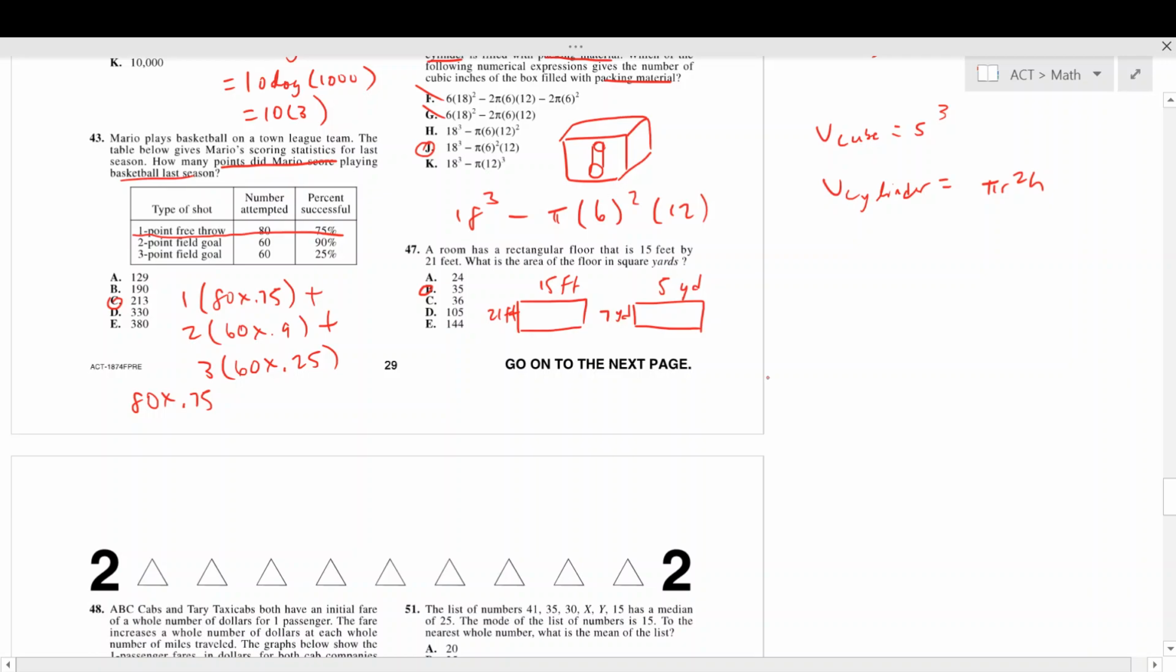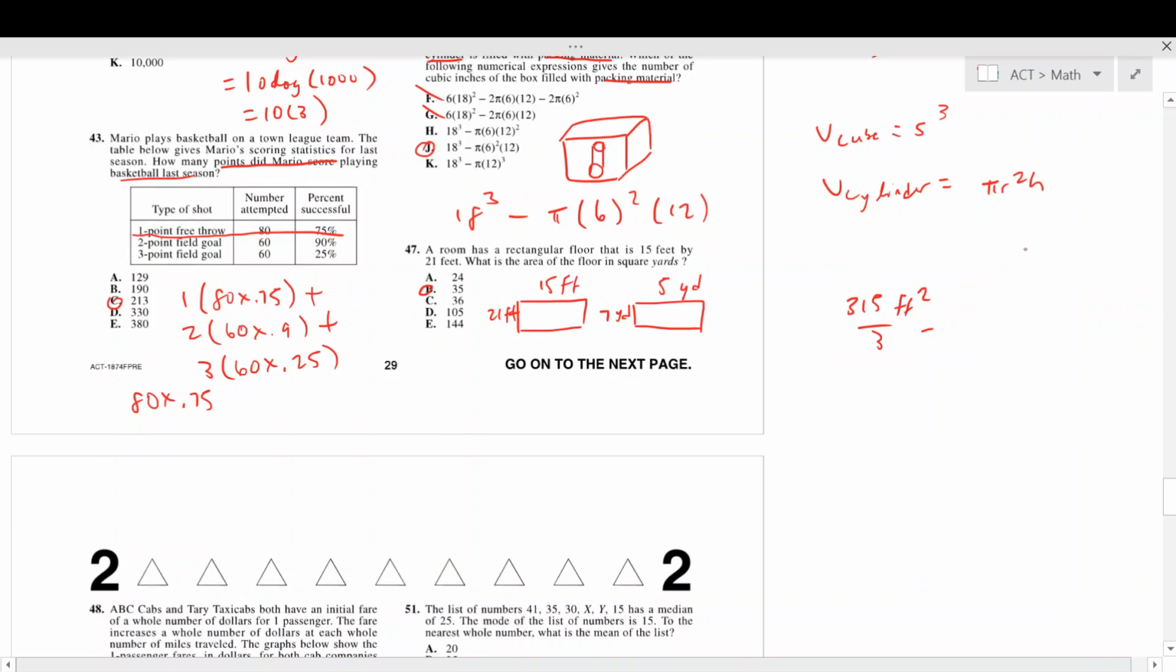So what the test makers are trying to trick you with in this question, they could trick you very easily. If you were to do 15 feet times 21 feet first, you would get 315 feet squared. And then since there's 3 feet in a yard, you might think there's 3 feet squared in a yard squared, in a square yard. So you would divide by 3 to get square yards, and then you would get 315 divided by 3 is 105. You see that 105 is an answer choice, but it's actually wrong.